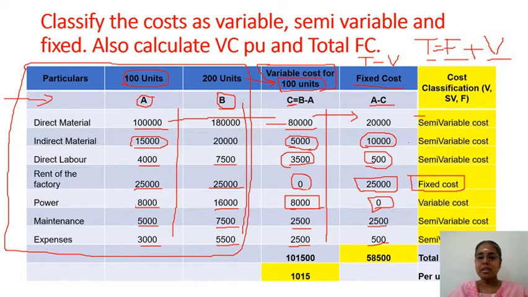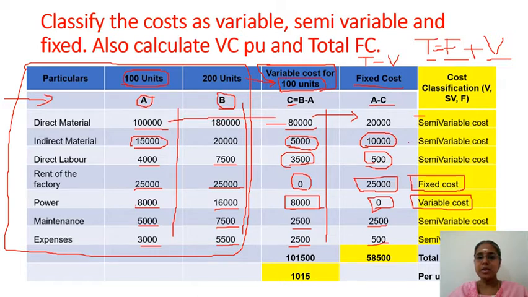Next, power does not have fixed cost but only variable cost, so it is termed variable cost. Next is maintenance. It has both components, variable and fixed, so it is semi-variable cost. And the last also has both variable and fixed components, so it is semi-variable cost. This is the answer for the first question.